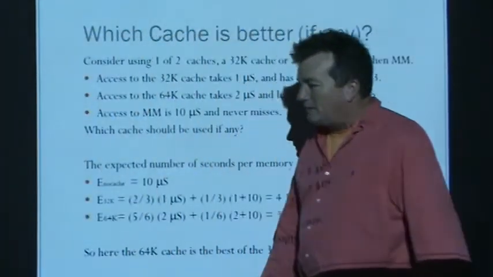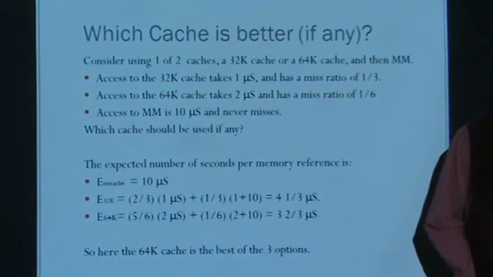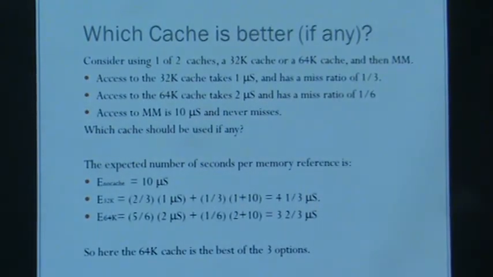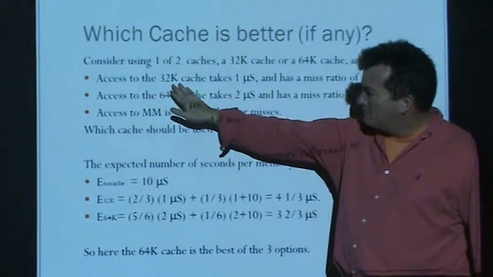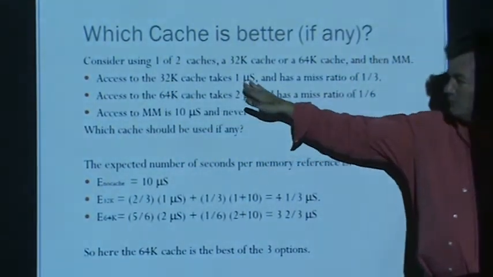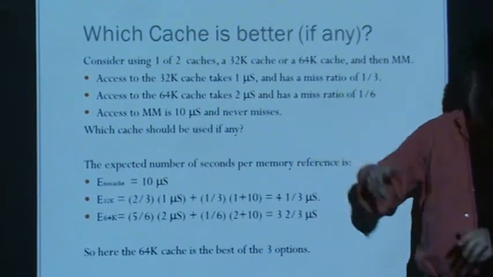So suppose we had a choice between two caches, a small cache and a big cache. Suppose we're considering buying one of two caches, a 32K cache, which is so small it takes 1 nanosecond to read or write from memory.